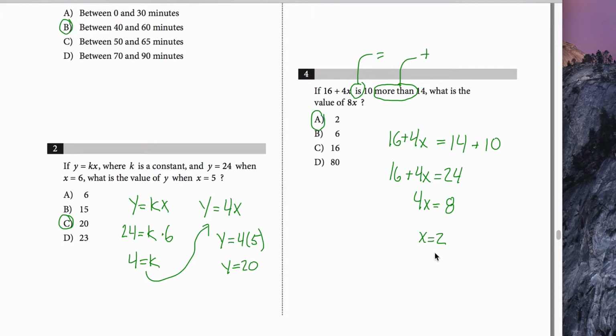Nice thing about these problems is they're fairly easy to check. If 16 plus 4x, well, if x is equal to 2, this is 8 plus 16 more is 24. If 24 is 10 more than 14, yep, that sounds right. Looks like I got the right answer there.